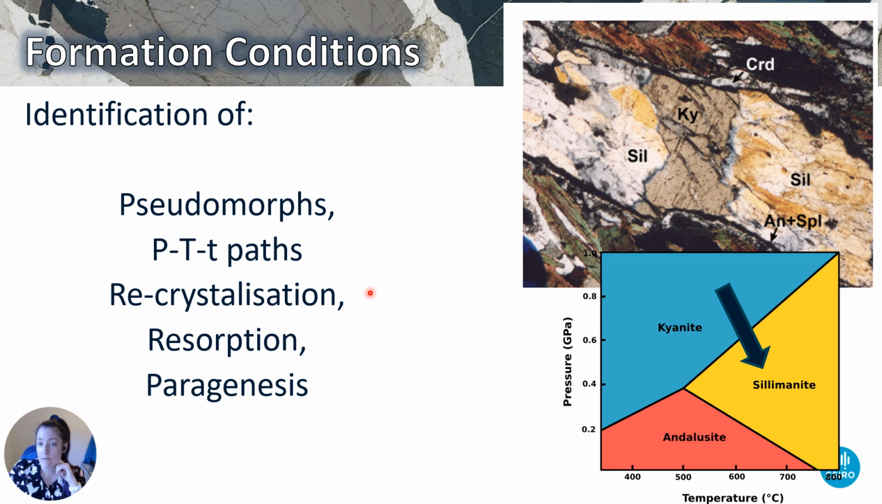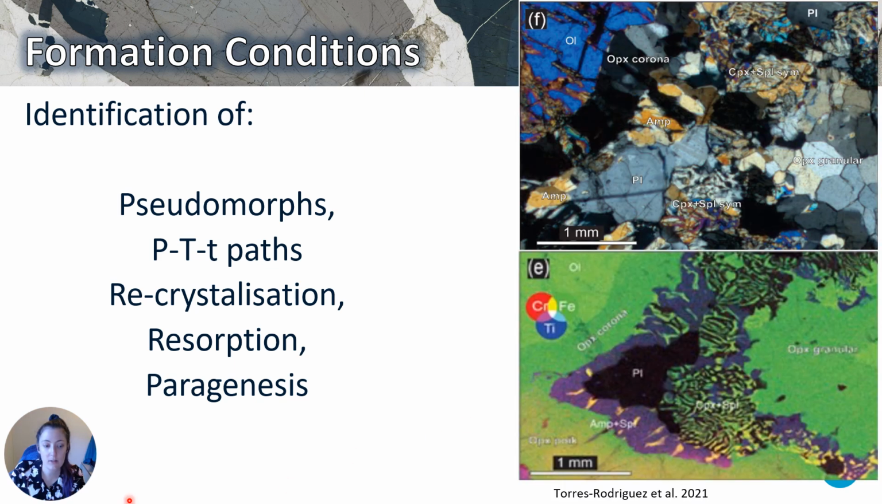We can also work out formation conditions from optical microscopy. This is a large kyanite grain which has started to pseudomorph into sillimanite, so we know that we started in a high pressure environment and then have dropped into lower pressure as this crystal formed. So we can understand pseudomorphs, we can understand pressure, temperature, time paths, we can understand if we've had some recrystallization occurring or even resorption.